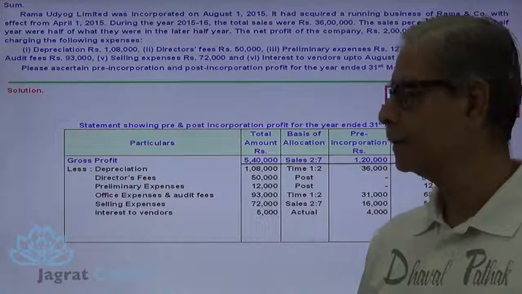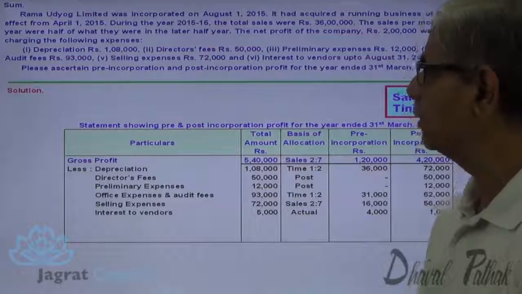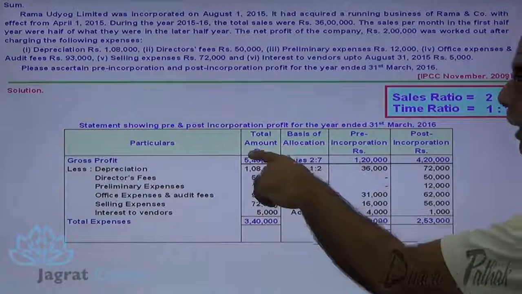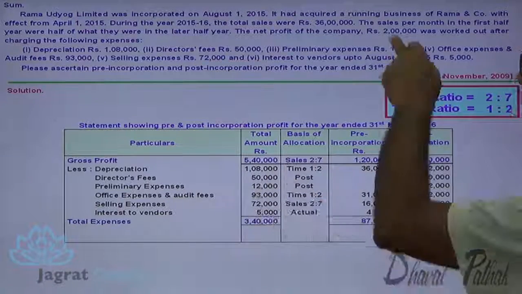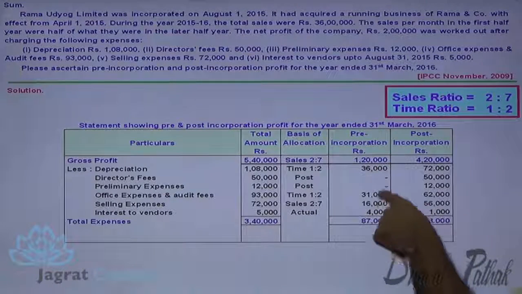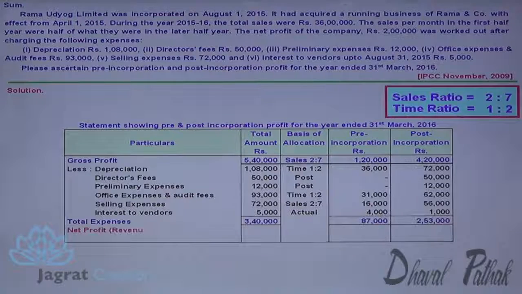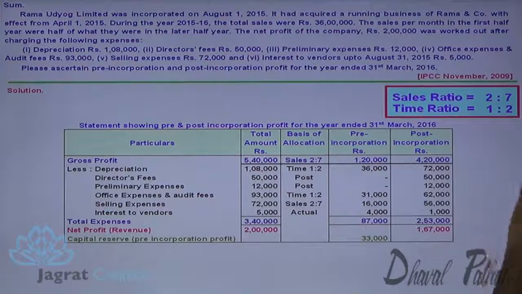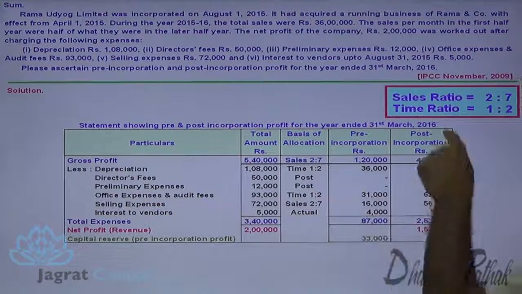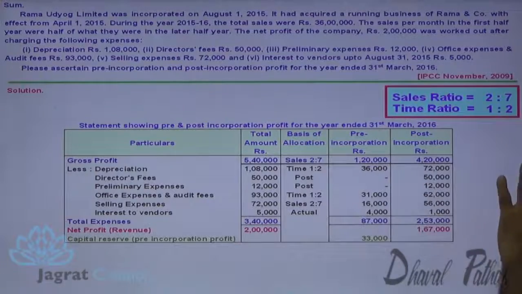After distributing this, from this income expenses will be deducted. So total of expenses that will be deducted: 5,40,000 minus 3,40,000, difference is 2 lakhs. That is already given to you. Now here 1,20,000 minus 87,000 is the pre-incorporation profit, and 4,20,000 minus 2,53,000 is post-incorporation profit. So 33,000 is the pre-incorporation profit. 1,67,000 is the post-incorporation profit.